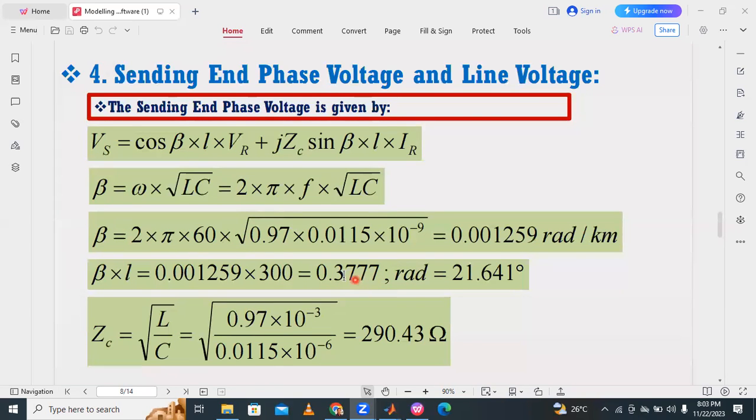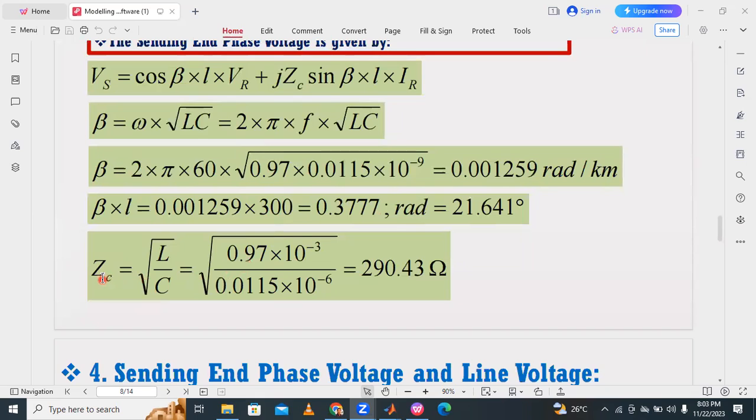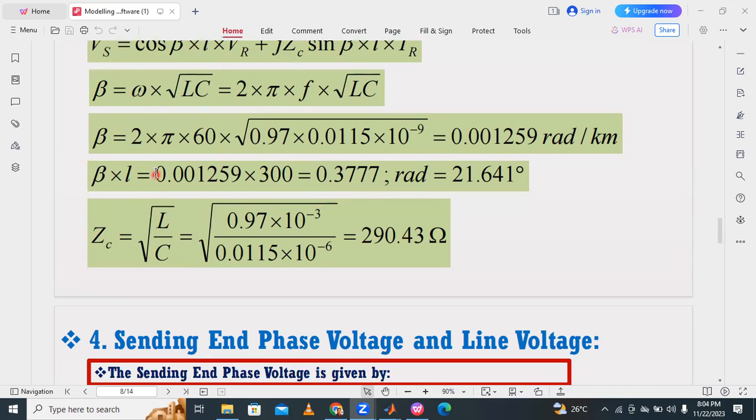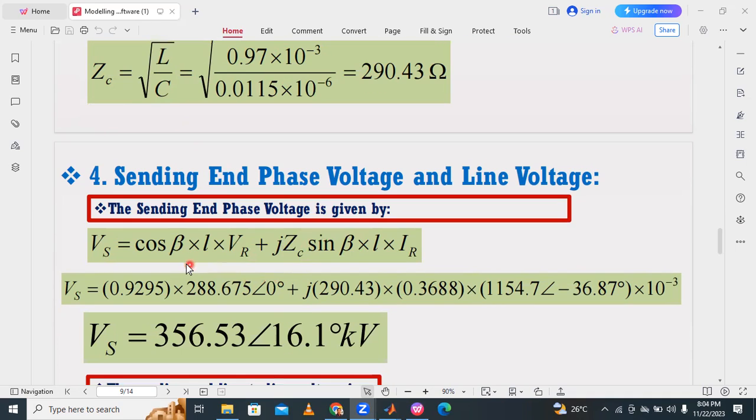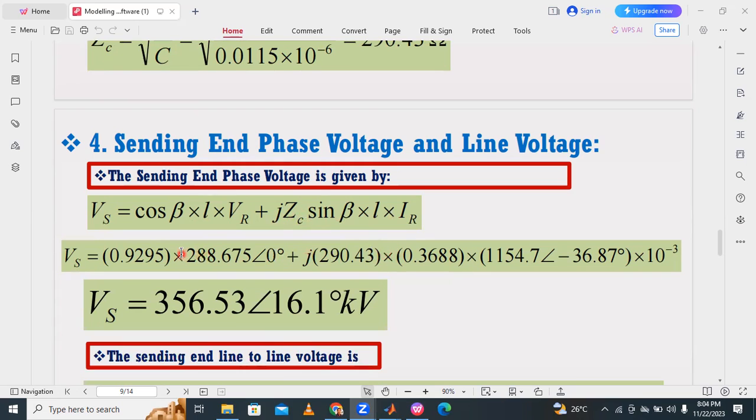0.3779 like this. And then characteristic impedance ZC is equal to under root of L by C. By substituting L and C, we will get characteristic impedance 290.43. So these are the values of beta and ZC to substitute here. Then we will get the sending end voltage, which is given like this: cos beta L into VR plus j into ZC into sin beta L into IR. So cos beta L is equal to 0.9295 and VR is 288.675 at an angle of 0.